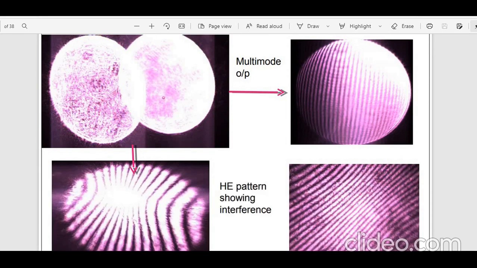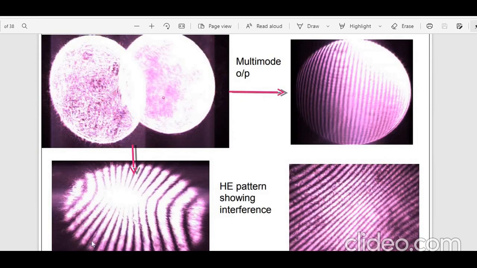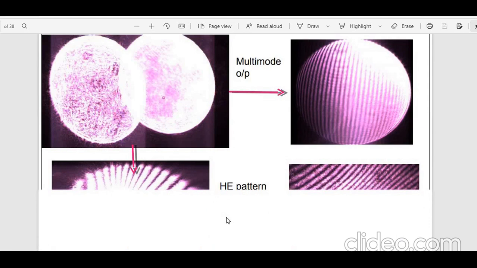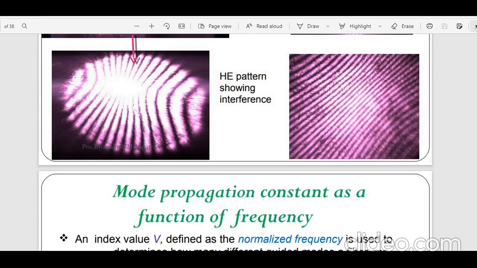Multi-mode in the sense, see here, the vertical patterns will be in this format, whereas the hybrid HE11 pattern is moving in this direction. All particles move in this particular way. The HE pattern shows the interface. Whenever we have such an interface, when light particles are moving from one pattern to another pattern, this can be done in that particular mode only.